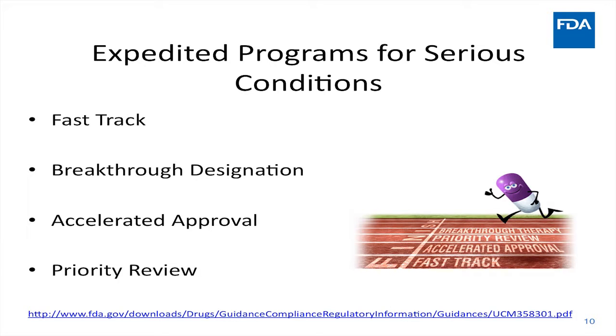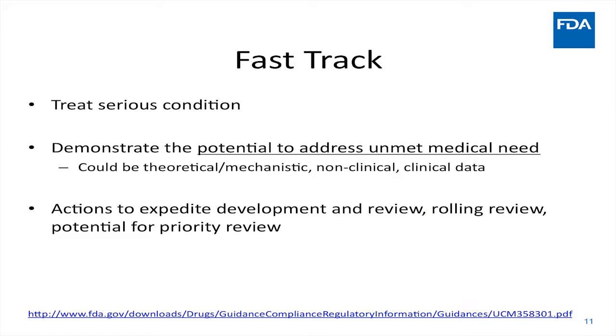As I mentioned, all of this should be for treatment of rare diseases, and the fast track designation is sort of a fairly low bar where the justification might be based on mechanistic or theoretical data or some non-clinical data in animal models of the disease or some clinical data.